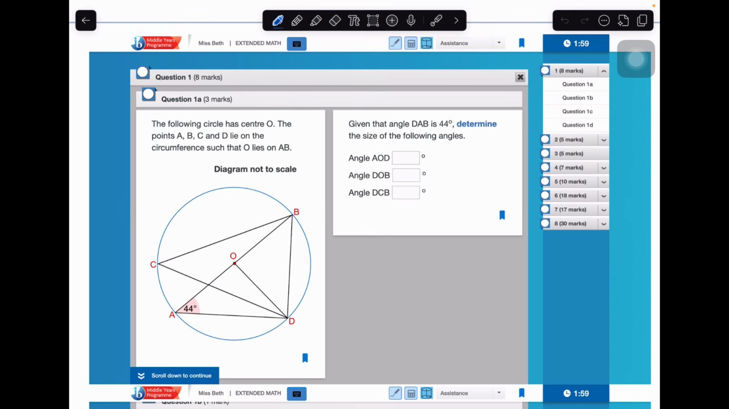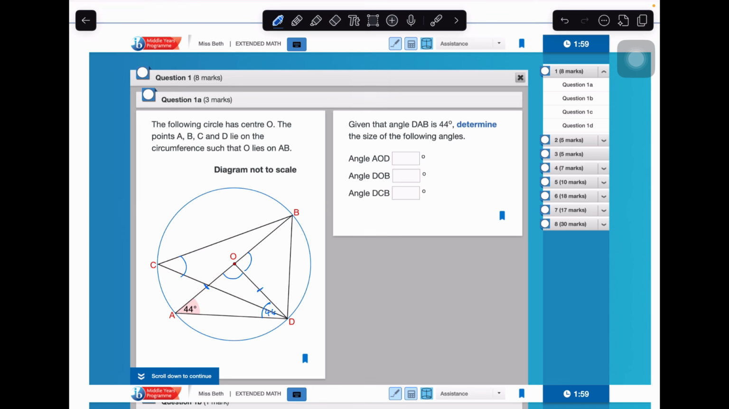The following circle has center O. The points A, B, C, and D lie on the circumference such that O lies on AB. Given that the angle DAB is 44, determine the size of the following angles. So AOD, we want to know what this is here. Angle DOB, so DOB would be here, and then DCB here.